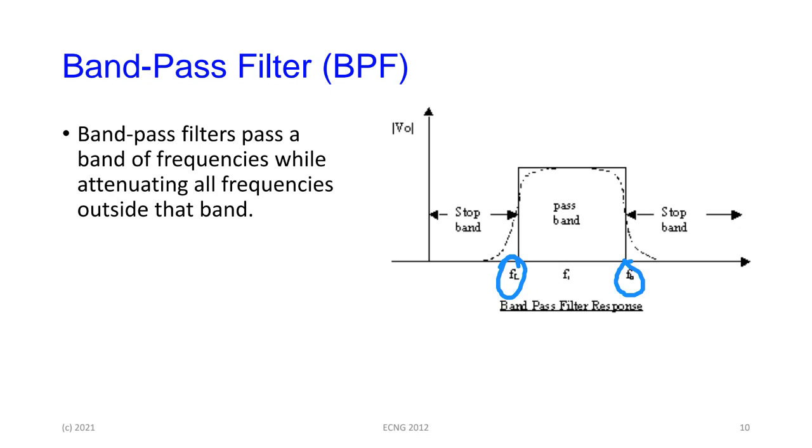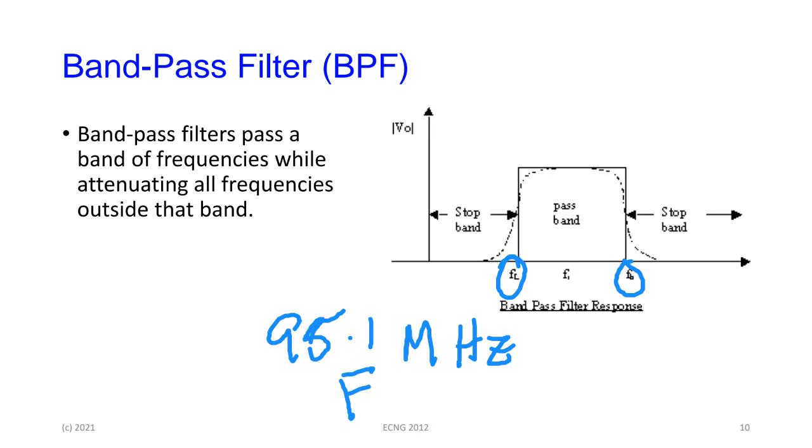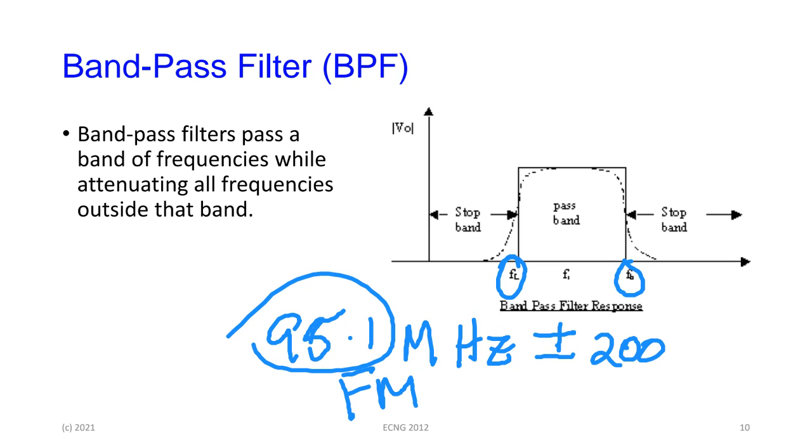So the carrier frequency is 95.1 megahertz. Right? This is FM, and you'll meet this in your comms if you haven't as yet. So the carrier frequency is 95.1 megahertz. And by law, you have a limit. You have plus or minus 200 kilohertz.